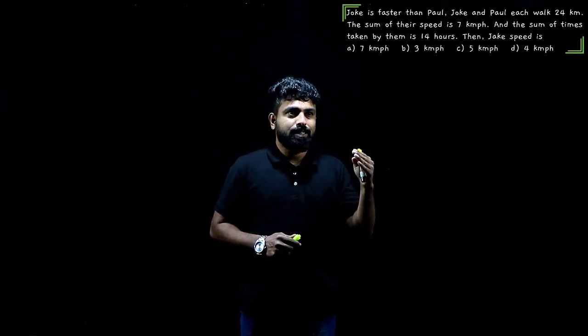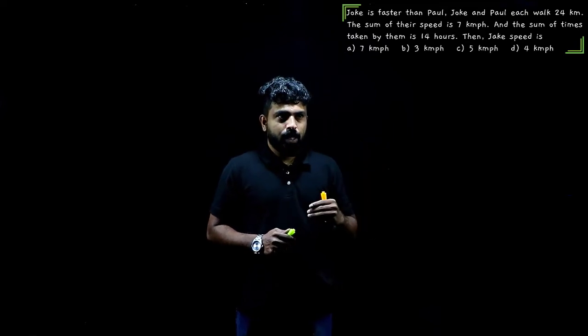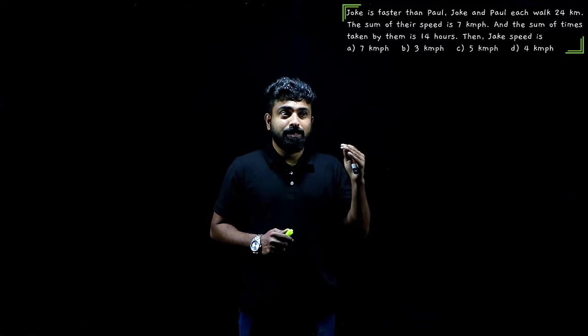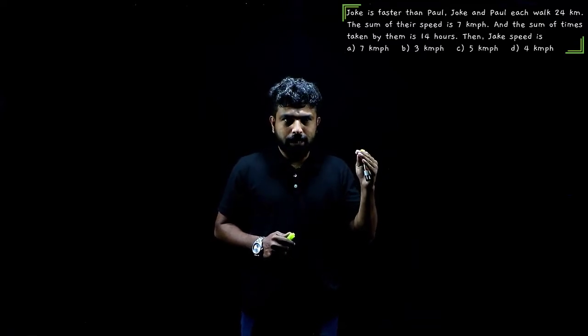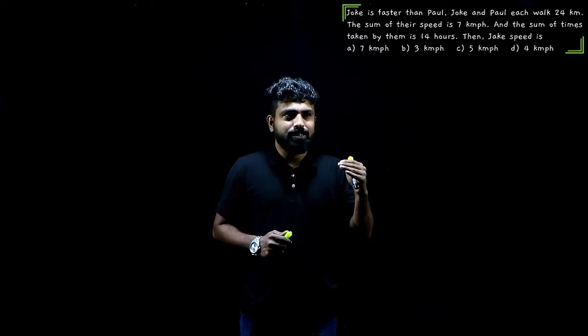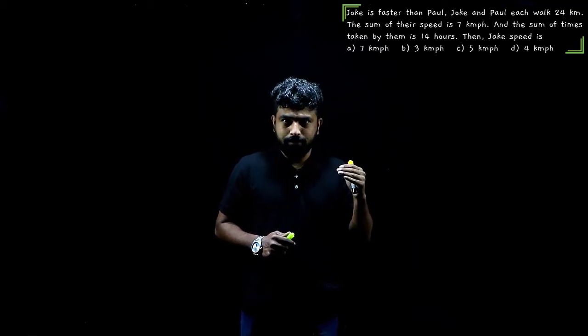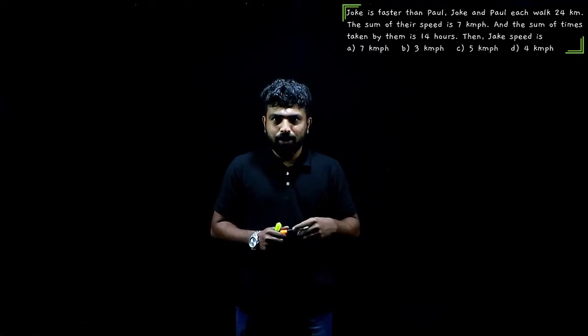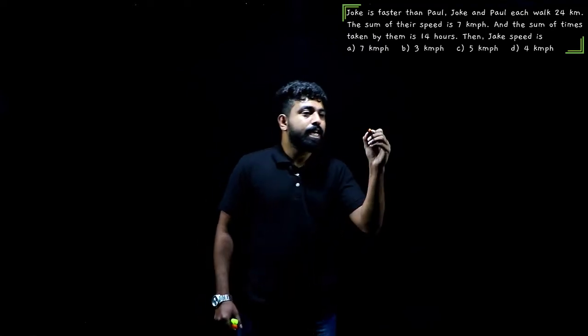What does it say? Joke is faster than Paul. Joke and Paul each walk 24 kilometers. The sum of their speeds is 7 kilometers per hour, and the sum of the time taken by them is 14 hours. Then Joke's speed is... So this problem is based on time, speed and distance. What have they told? There are two people. Who are they? Joke and Paul.